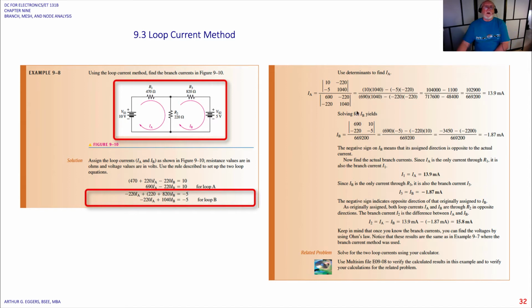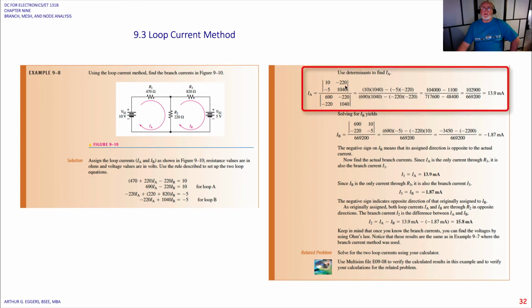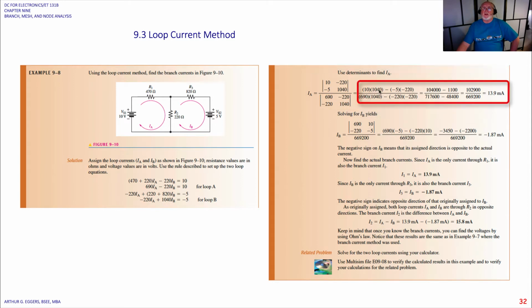So now they want us to, in this example, not use substitution, but to use the determinant method. So the first thing we're going to do is set up our matrices based on the values for A and B. Our characteristic determinant is in the denominators here in both of these, so 690 times 1040 minus 220 times minus 220. Okay, so when we expand those, we end up with these two relationships for the determinant for current A and the characteristic determinant, and we get 13.9 milliamps.